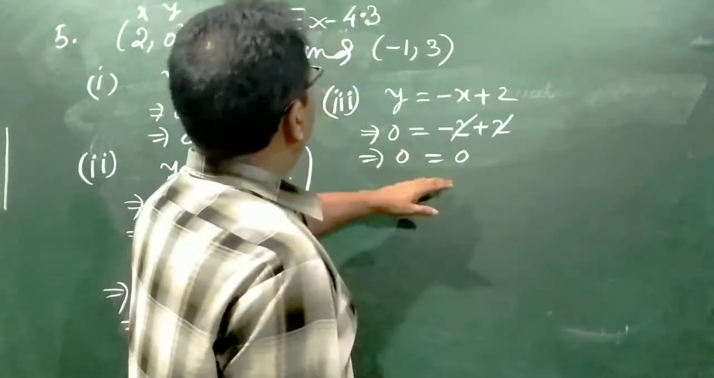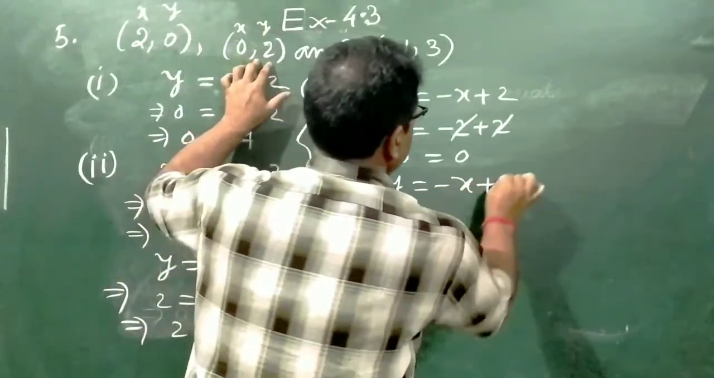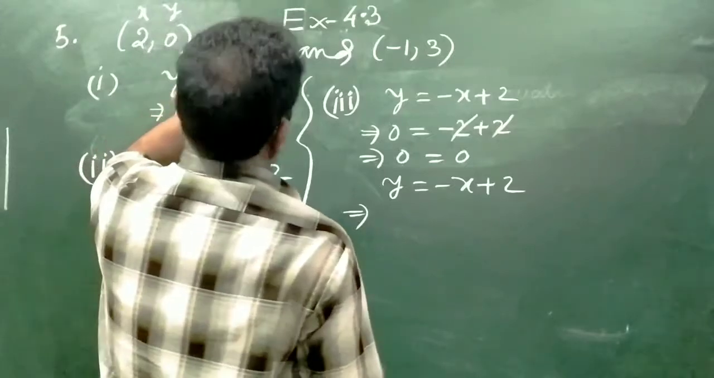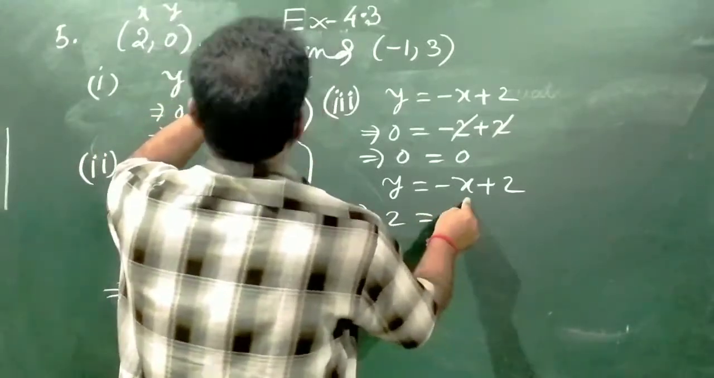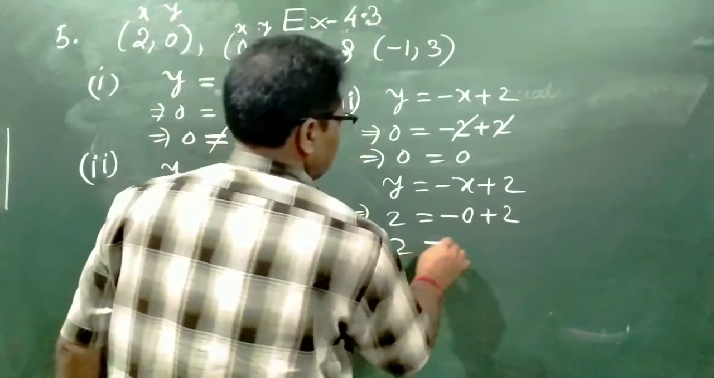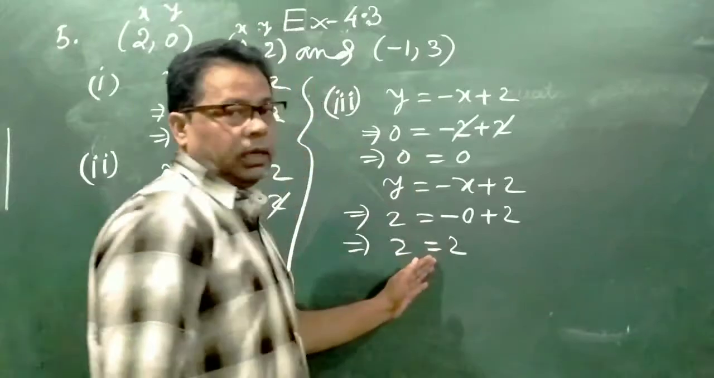Then let's go for checking the second point. Then y is equal to minus x plus 2. So the first value, x is 0, y is equal to 2. Then minus for x, 0 to put, plus 2. Then 2 equal to plus 2 minus 0 is 2. So both sides are equal, of course.